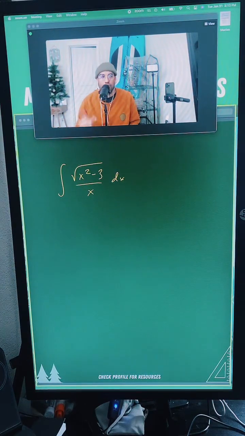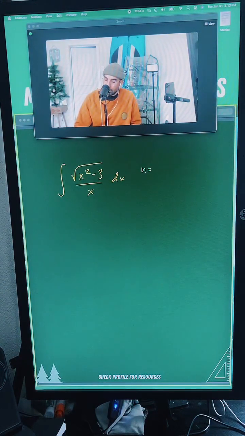Let's just try u substitution. Let's see if this is going to work. I already said it isn't, but I'm going to show you why that's the case. So if you make u equal x squared minus 3, du is equal to 2x dx.